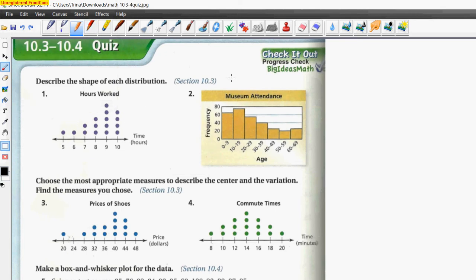All right, let's take a look at number three. And we're going to read that question as far as number three is concerned. It says choose the most appropriate measures to describe the center and the variation. Find the measures you choose. If you look at that, once again, it says choose the appropriate measures to describe the center and the variation. Find the measures you chose.